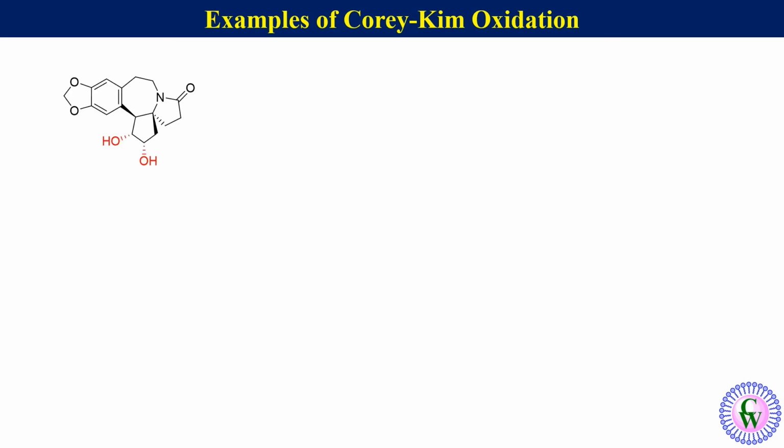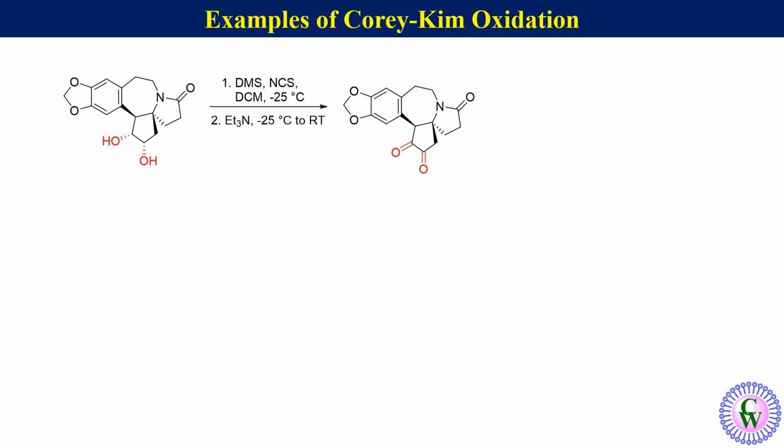This 1,2-diol intermediate, when oxidized under Corey-Kim condition, produces this 1,2-dione in a very good yield, which is then converted to this alkaloid called cephalotaxine. Except for Corey-Kim oxidation, other oxidizing conditions like Swern oxidation or oxidation with PCC proved unsuccessful.